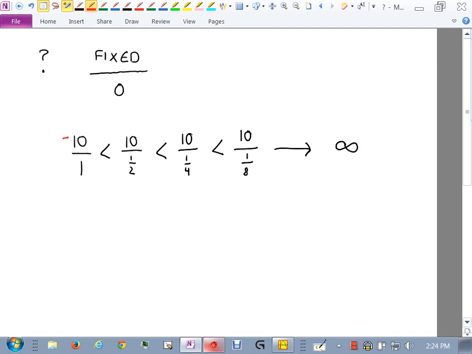But what if it was negative 10, negative 10, negative 10, negative 10? Then it would have been negative infinity, right? So it could possibly be positive or negative infinity depending on the sign of things. See, in the previous one where we had fixed over infinity, it didn't matter because when you approach 0, 0 is 0. 0 doesn't have a sign. It's not positive or negative, right? But when we're going this way, we're approaching a number that's either going to be positive or negative. So we have to account for that.